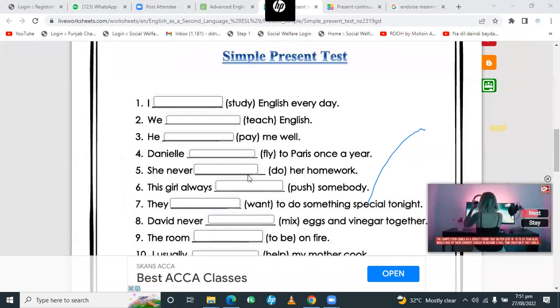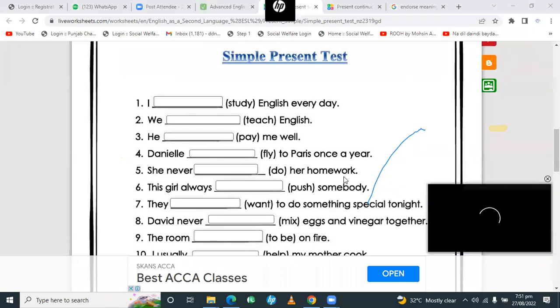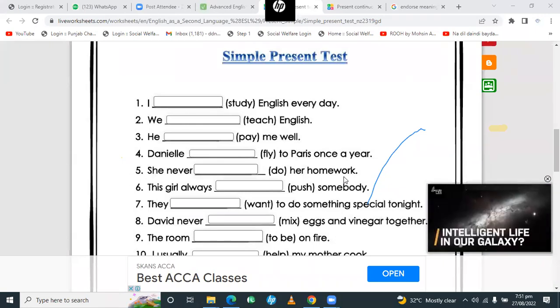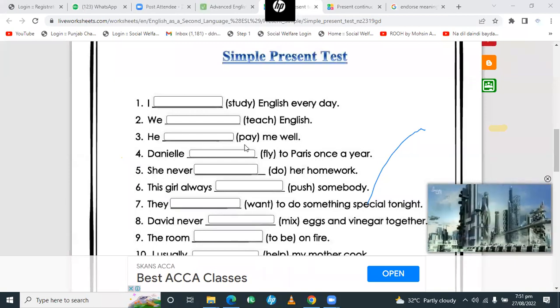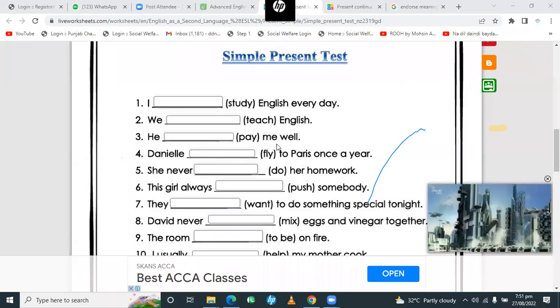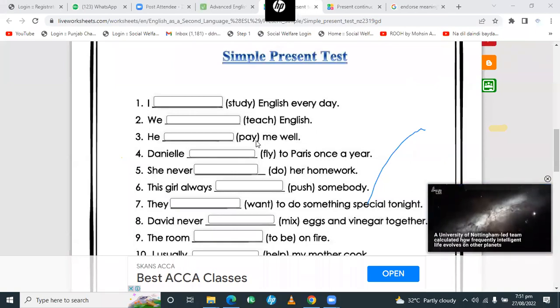Next one, she never dash do her homework. She never does. Okay, now convert this one. He pays me well. Convert it into negative. He dash me well. Pay. Convert it into negative. He doesn't pay me well. Yes.